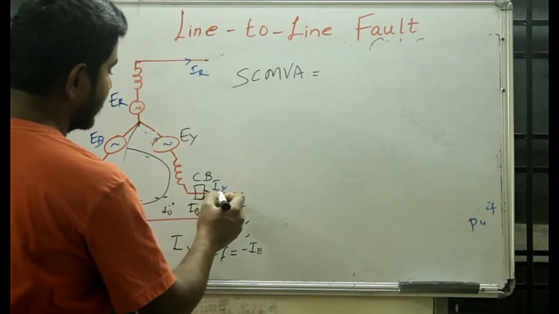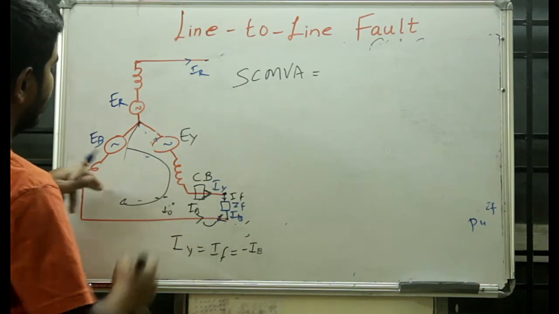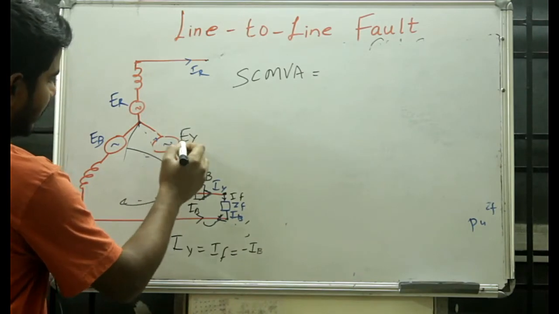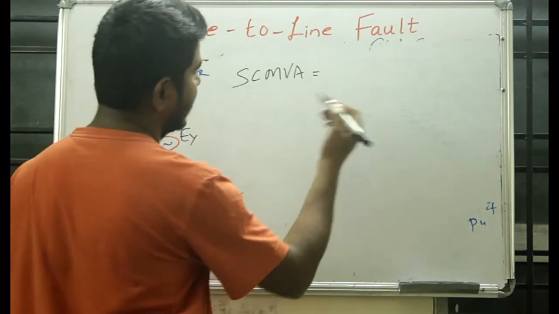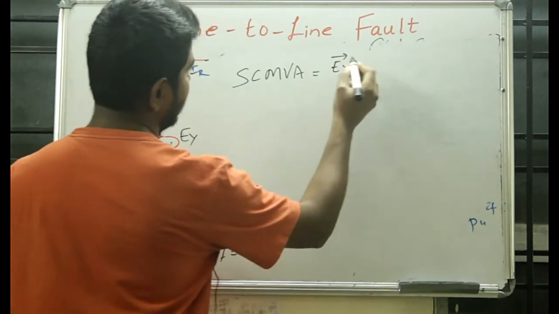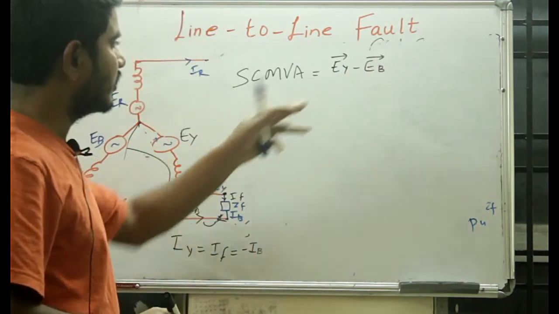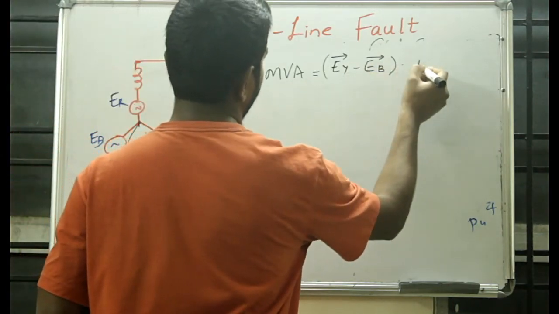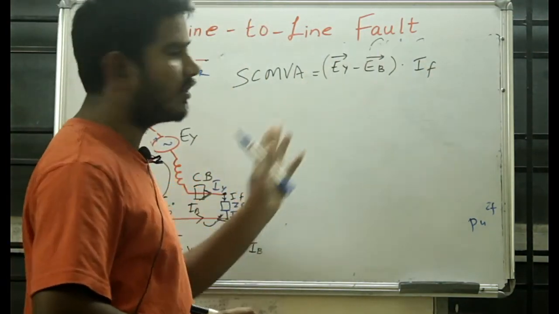Now here the current is nothing but IY, which is nothing but IF. Now if we see the EMFs here, this is the phasor. Here you can see EY and EB are opposite. That means if you apply the KVL, this is nothing but EY, a phasor quantity, minus EB, which is also a phasor. So here we are making the phasor sum into IF. IF is your fault current and we know the value of IF as well.